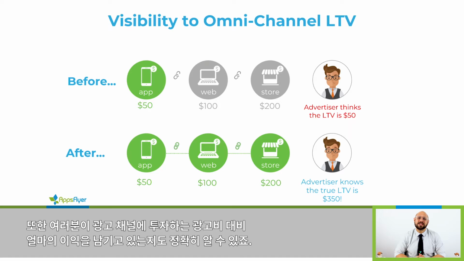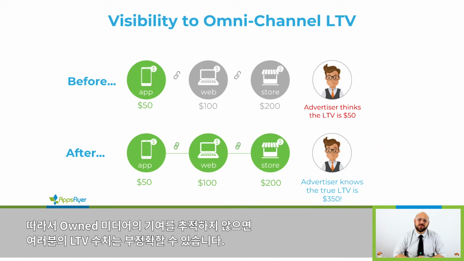It also gives you insight into how much margin you can use from your own channels, or how much revenue you're creating from your own channels to cover the cost of acquiring users via paid channels. So if you're not tracking your owned media, your LTV numbers for all your users can be incorrect.